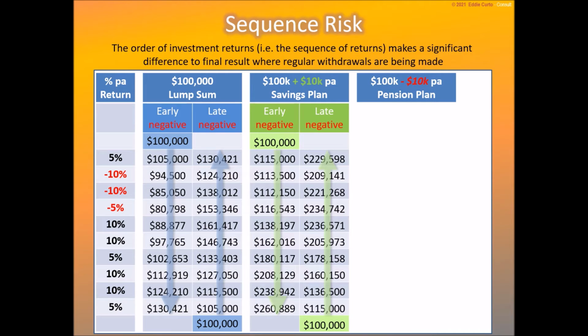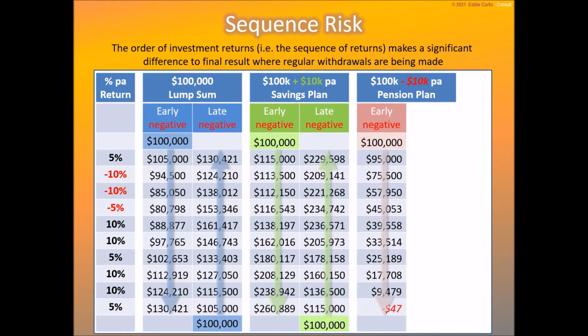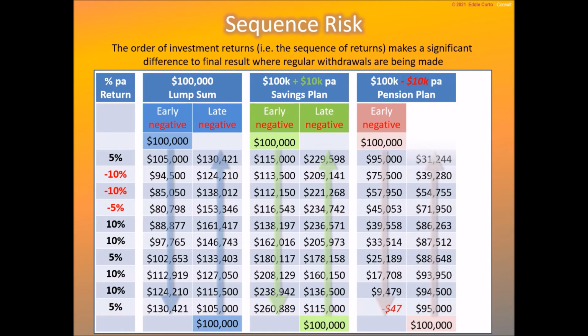Let's now look at the same sequence of returns, but where we have a pension or withdrawal plan occurring with an initial $100,000 pension and $10,000 annual payments. Starting at the top of screen with $100,000, early negative returns mean that the portfolio is depleted in the 10th year. If we start at the bottom of screen and work our way upwards so that we have 3 of the last 4 years as negatives, we have a residual amount of $31,244 at the end of the period.